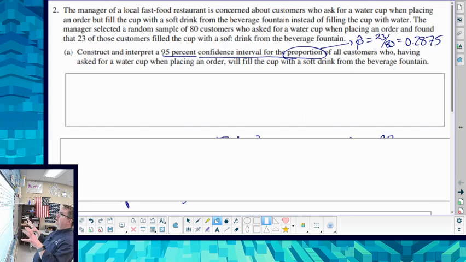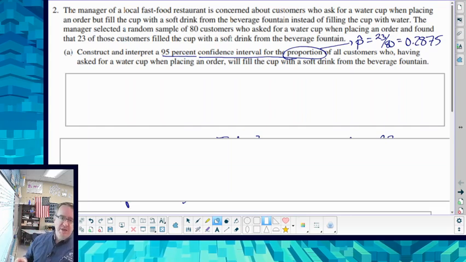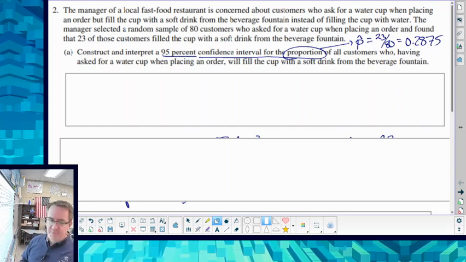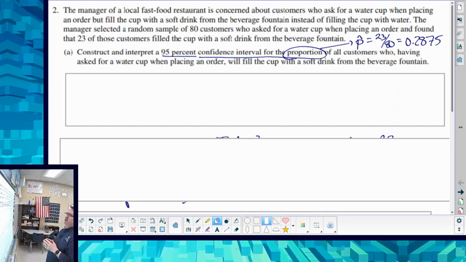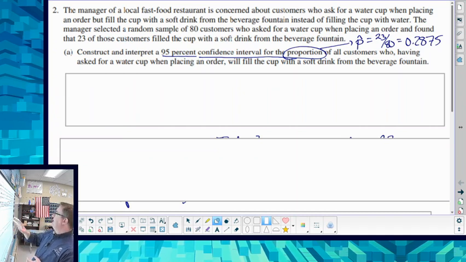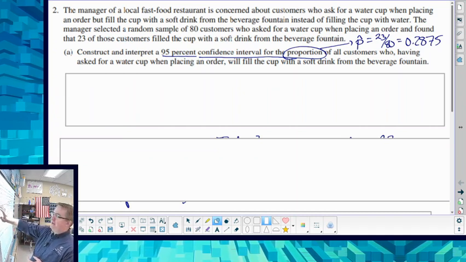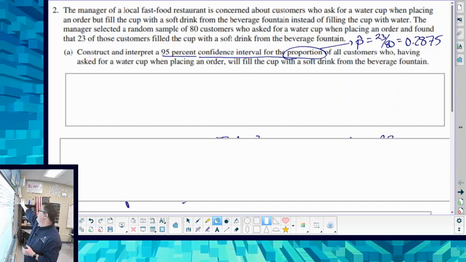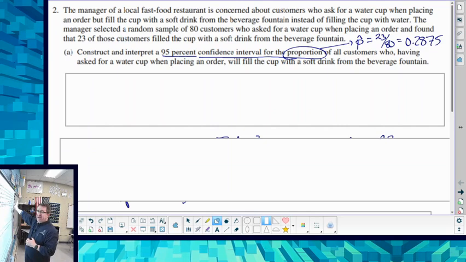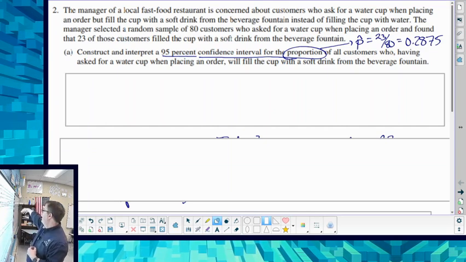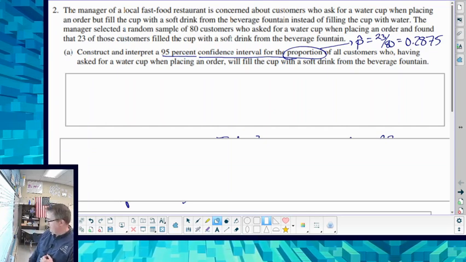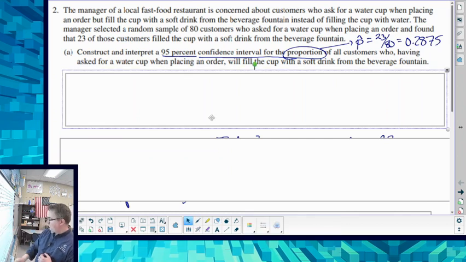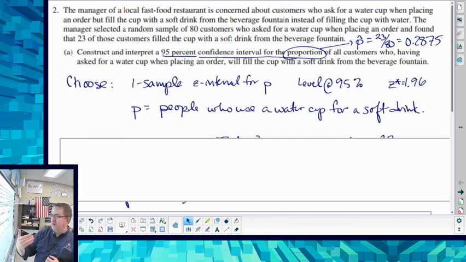We're going to talk here about a manager of a fast food restaurant. You always see it, the water cup. Let's get a soft drink and go from there. He wants to know the confidence interval of people who are actually cheating him out of things. It does say 95% confidence interval for proportions. That way you know it's going to be for p and not means. I have my p hat up here. It's 23 out of 80, or 28.75%.